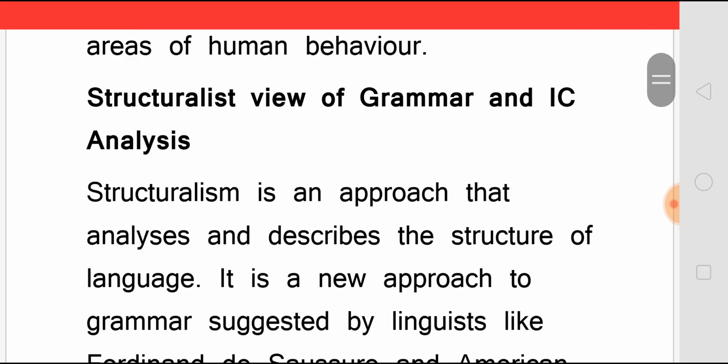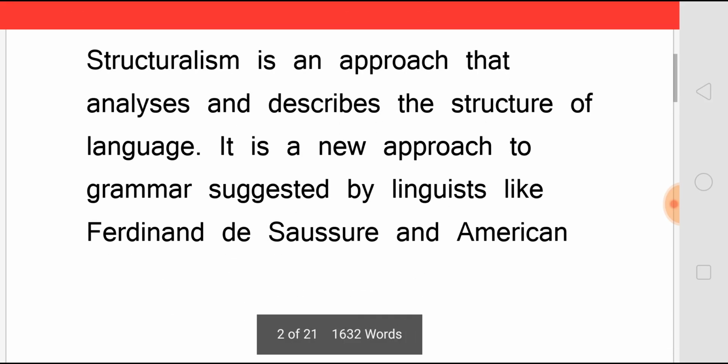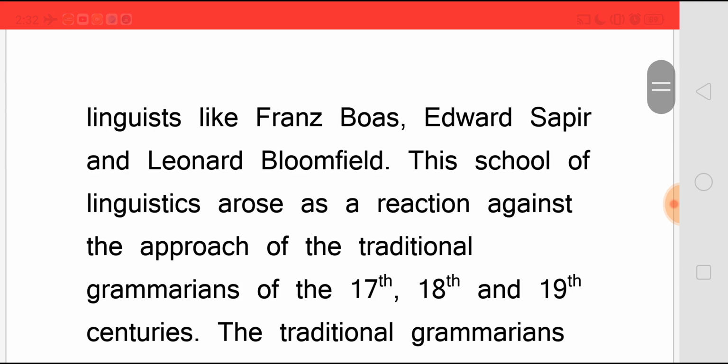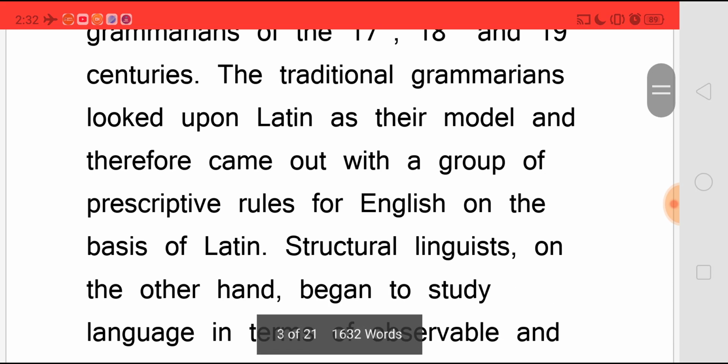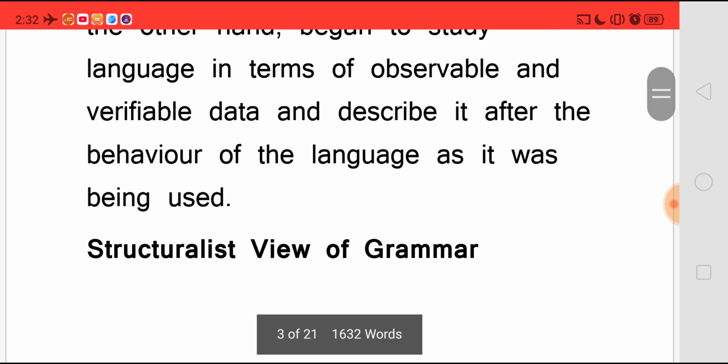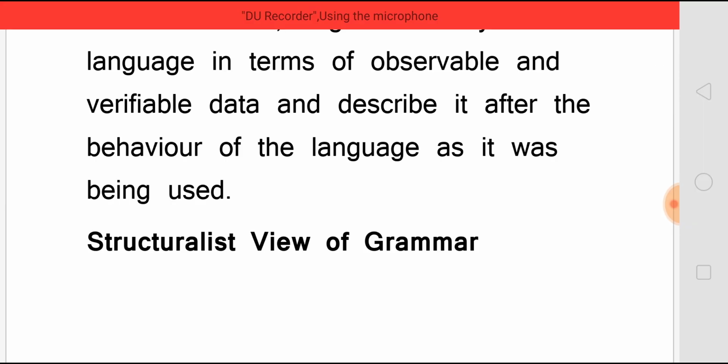Now, structuralism is an approach that analyzes and also describes the structure of language. It is a new approach to grammar suggested by linguists like Ferdinand de Saussure and American linguists like Franz Boas, Edward Sapir, and Leonard Bloomfield. This school of linguistics arose as a reaction against the approach of the traditional grammarians of the 17th, 18th, and 19th centuries. The traditional grammarians looked upon Latin as their model and they prescribed rules for English on the basis of Latin. But structuralist linguists, on the other hand, began to study language in terms of observable and verifiable data and describe it after the behavior of the language as it was being used.